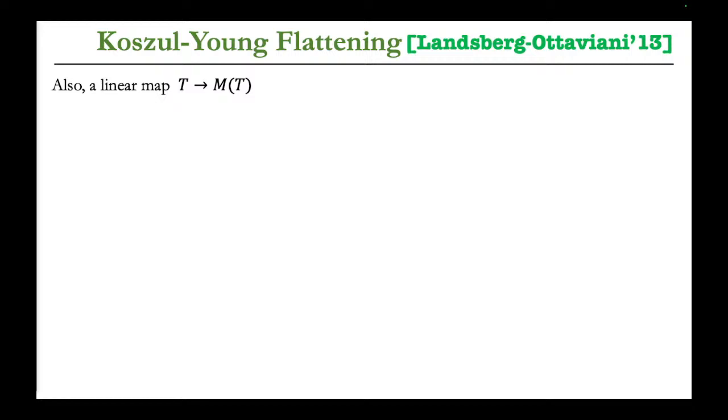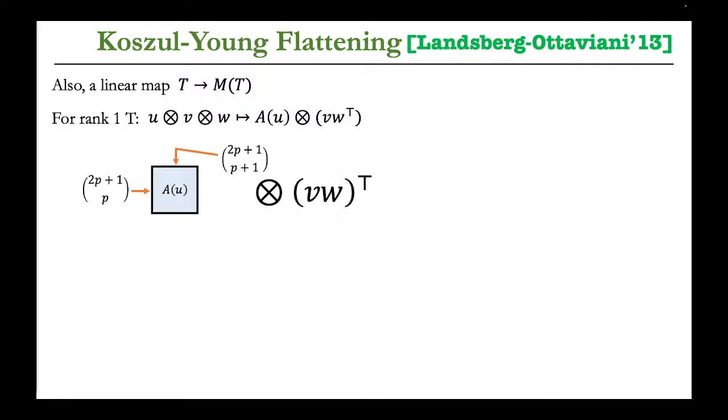So it's going to be a linear map, just like the previous trivial flattening. It's going to map tensor T into a matrix. For rank 1, the map is going to do something to the first vector, the first mode u, and then take the Kronecker product with v w transposed. Now I'm going to describe what this A of u operation is. By the way, this is the slide I feel like I would probably be able to get across given the amount of time I have. This is how A of u looks.